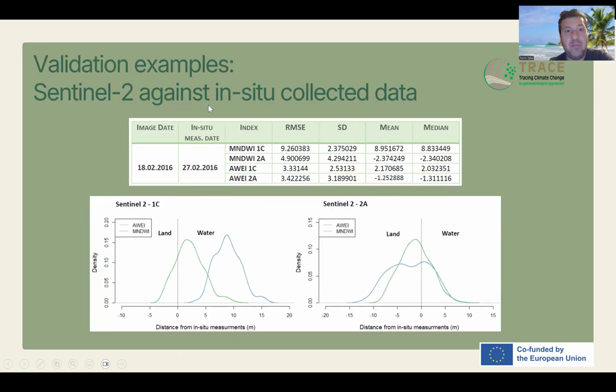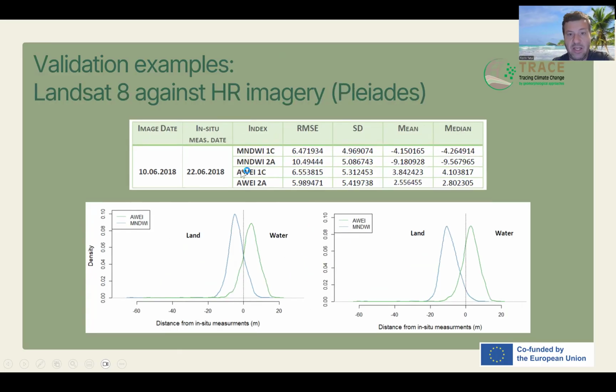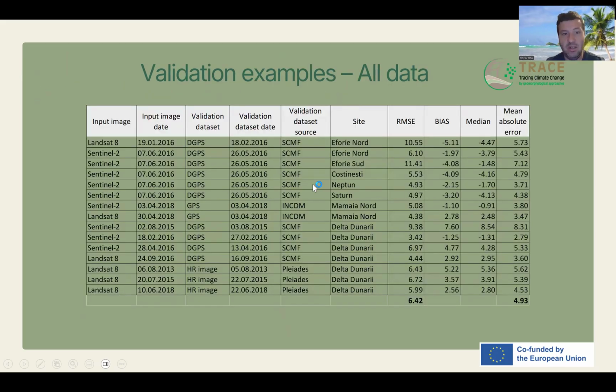Also, other validation examples: Sentinel-2 against in situ collected data. Again, root mean square errors of around 3.5 meters for the automatic water extraction index. And here other examples for Landsat 8 against very high resolution imagery Pleiades, and still we have very small errors.